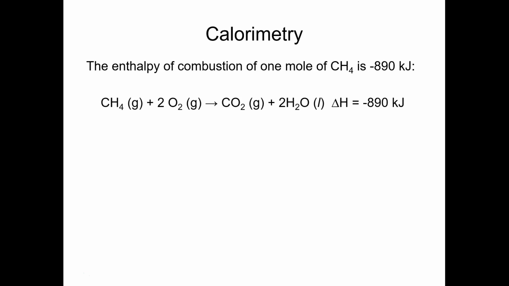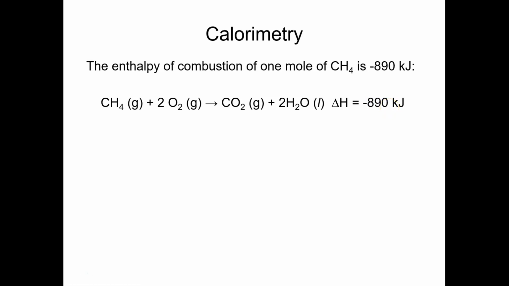The enthalpy of combustion for 1 mole of methane is minus 890 kilojoules. And so what that means is that if we take 1 mole of methane gas and we combust that in a balanced equation like this, delta H is minus 890 kilojoules.